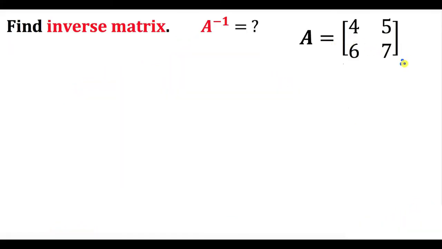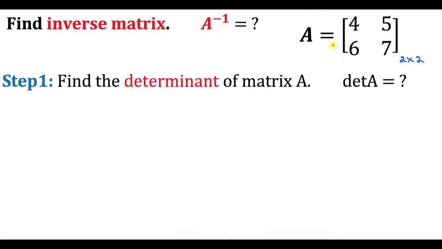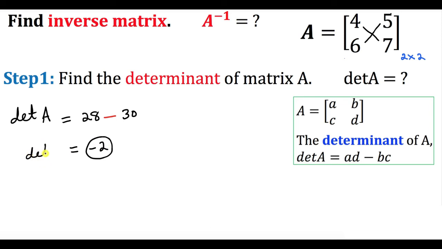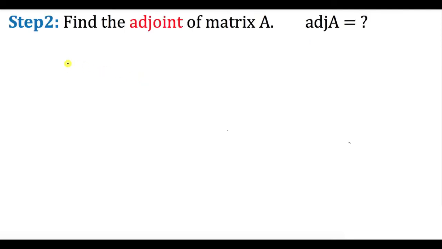Given matrix A, 2 by 2, which means it has 2 columns and 2 rows, find the determinant of matrix A. This is the formula. You need to multiply these two numbers: 4 times 7 equals 28, and subtract the product of these two numbers, 5 times 6 equals 30, so the result is negative 2. So the determinant of A equals negative 2.